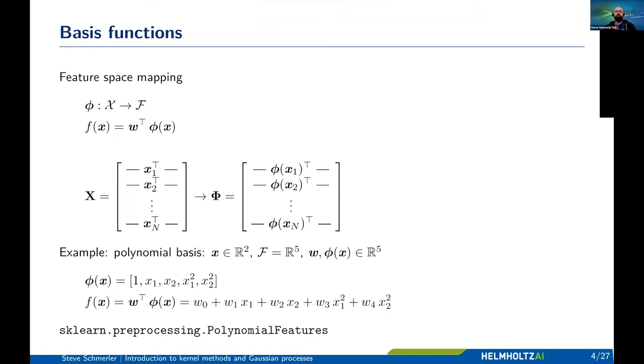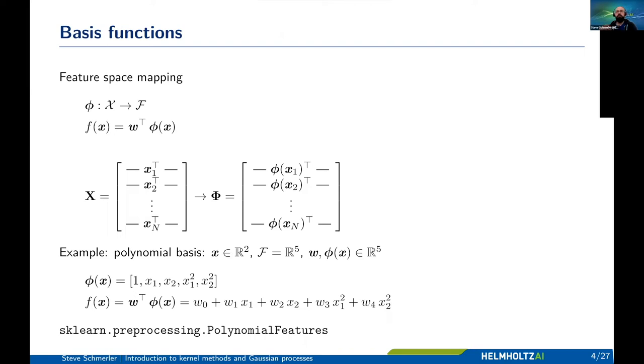Okay, so the first thing we can do with linear models to make them actually capture non-linear relationships in data is what's called a feature space mapping, or the usage of basis functions, where we replace the input vector X by a mapping phi of X. And by that, we are able to still use all the theory behind linear models, but we can fit models which are nonlinear in X.